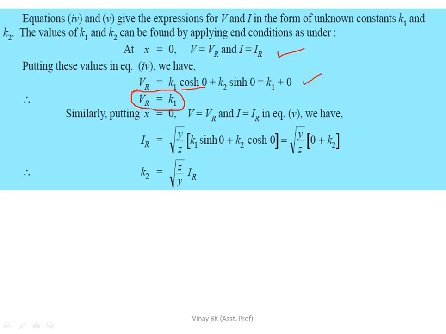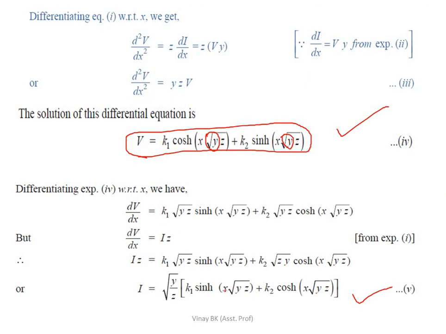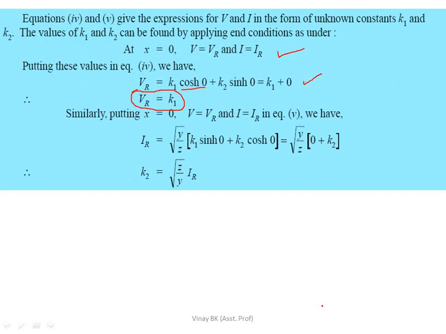Similarly, to get the value of k2, we again put x equals 0, V equals Vr and I equals Ir in expression 5. Here x is 0, so sin h is 0 and cos h is 0, and I equals Ir, which equals square root of y divided by z. Cos h0 is nothing but 1.